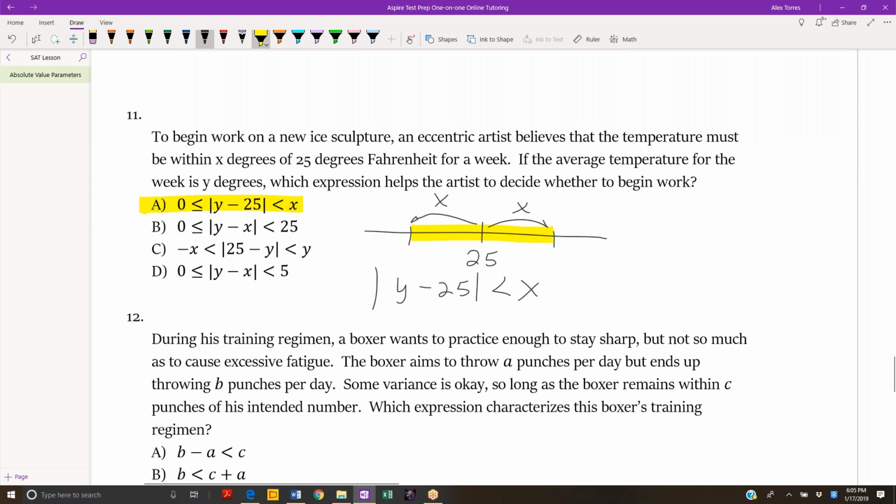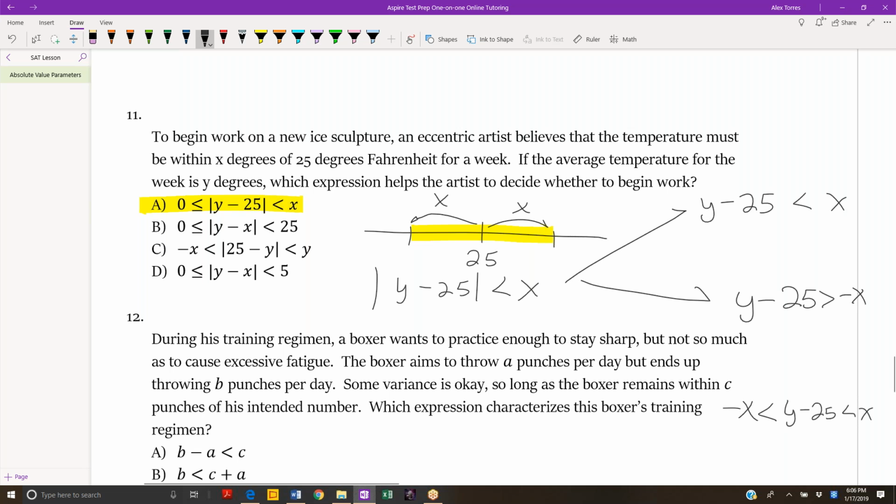Because when you have an absolute value inequality, you're going to do one answer where you just leave it the way it is and get rid of the absolute value, and one answer where you reverse the inequality and multiply by -1. So I've got my Y minus 25 in the middle. I have it less than X and greater than -X. Or they might just put a 0 on this side. And which answer does this match? It matches A, like we said from the beginning.